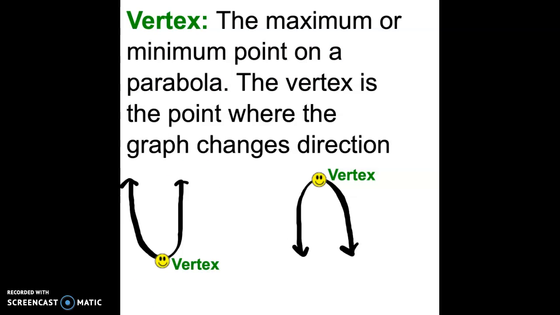Alright, so today we're going to talk about specific parts of a quadratic function. The first part that we're going to talk about, we've kind of already talked about this, we just need to go back and review and know how to identify it on the graph of the quadratic, is the vertex. So a vertex is the maximum or minimum point on a parabola. So the vertex is the point where the graph changes direction.